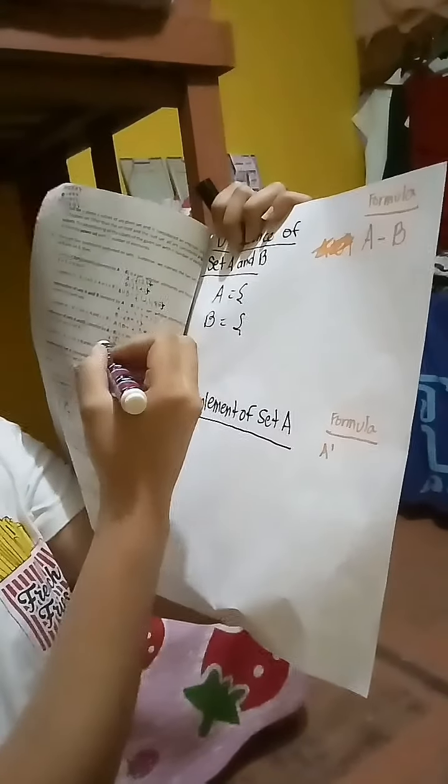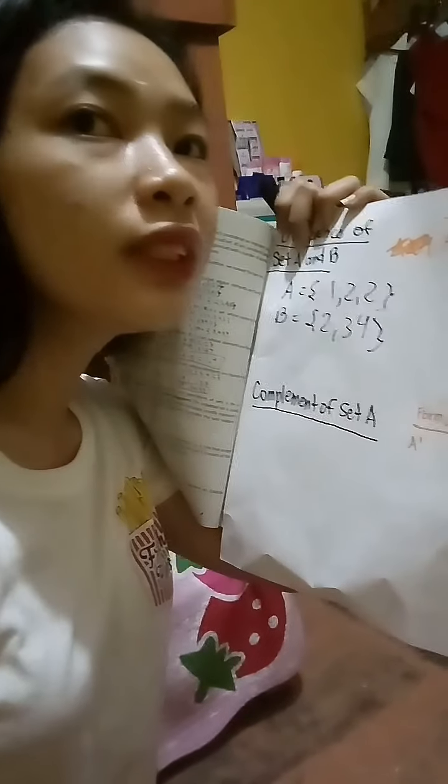So this is the example of the difference of set A and set B. For example, we have A and B sets. In A we have 1, 2 elements, and in B we have 2, 3, 4 elements. So in difference of set, we are finding the elements that are found in set A but not in set B, the elements that are not common. So the difference of set A and B is equal to 1 and 4.